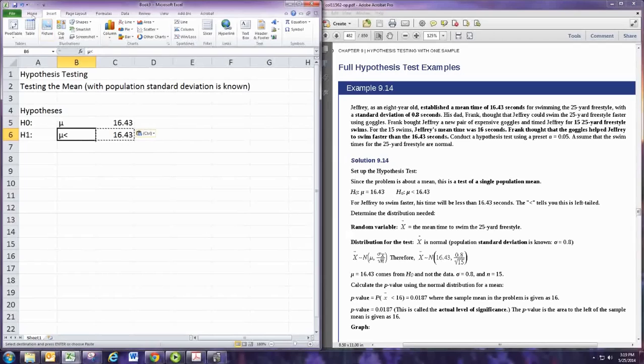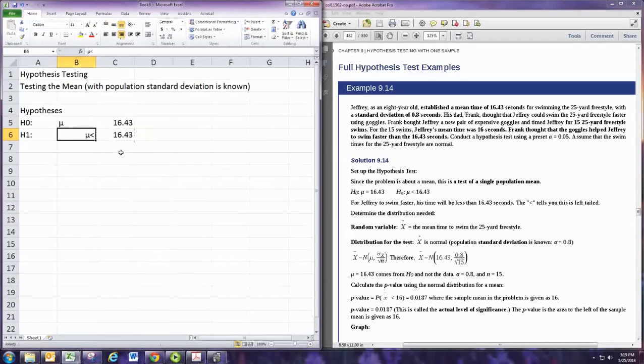Now, whatever number you have in one hypothesis, you'll have in the other. So from direct translation, we see the alternative hypothesis is less than. And that means that this one could be either an equals or a greater than or equal. We'll just put equals. So there's our hypotheses. And we want to figure out the type of test. And from the alternative hypothesis, you can see that less than pointing to the left, you can tell this is a left-tailed test.